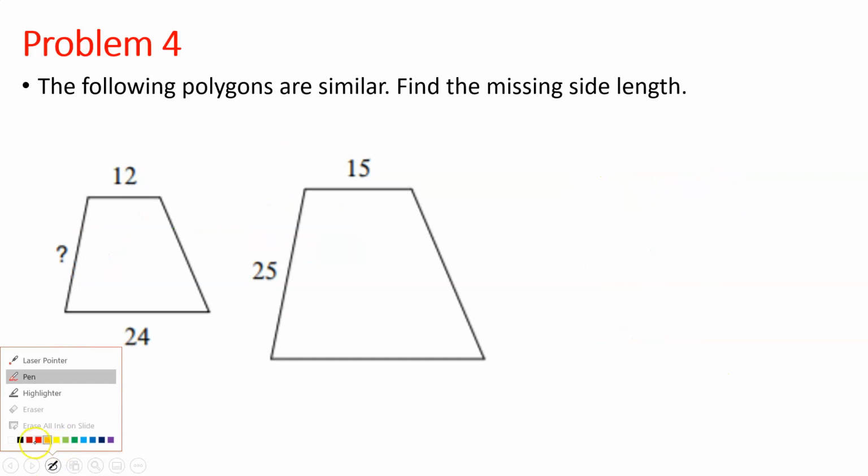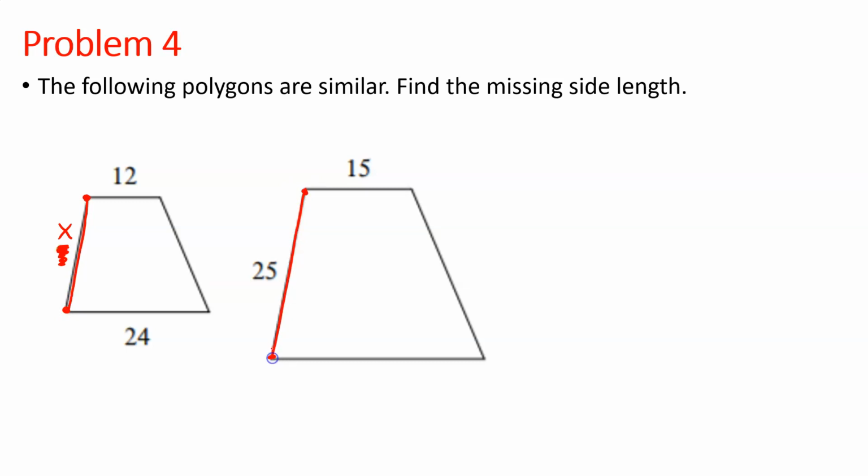Number 3, we did that together in class. Number 4 is very similar to that one. It says the following polygons are similar, so we know that they are. One's just a bigger or smaller version of the other. We want to find the missing side where our question mark is. I'm going to use the letter X. For my first ratio, this side X, who does it correspond to? The left side, which is 25. So I'm going to say X over 25.